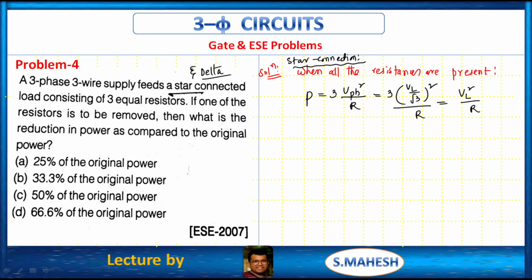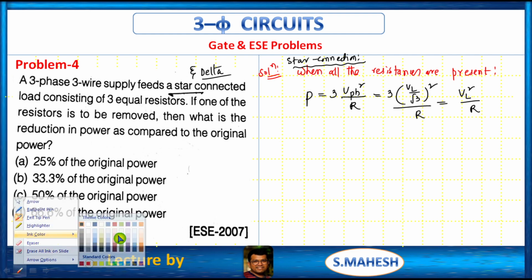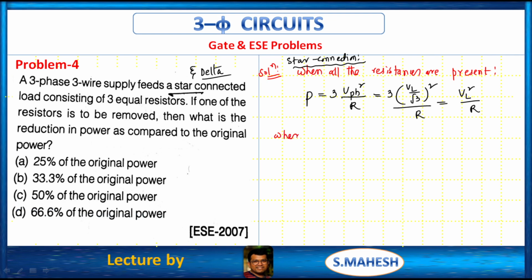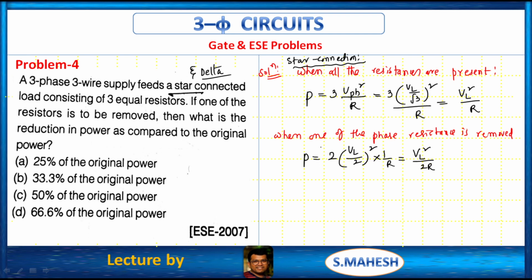When one of the phase resistances is removed, so when all are present, this is the power. When one of the phase resistances is removed, then the power is P equal to only two resistances in series across VL, so VL by 2 whole square into 1 by R, that is VL square by 2R. Sir, what is this, sir?